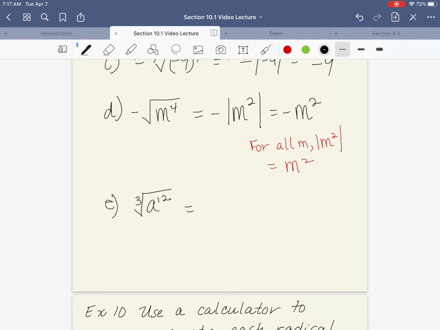All right, the cube root of a to the 12th would be a to the 4th. And again, I don't need those absolute value symbols because if I multiply something times itself 4 times, it is automatically going to be positive.